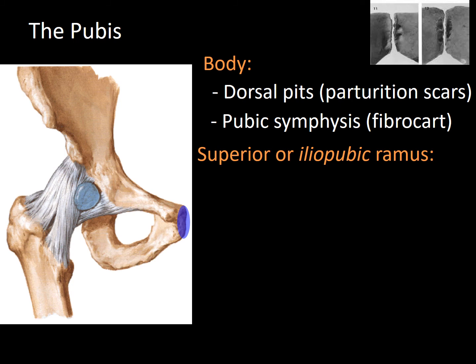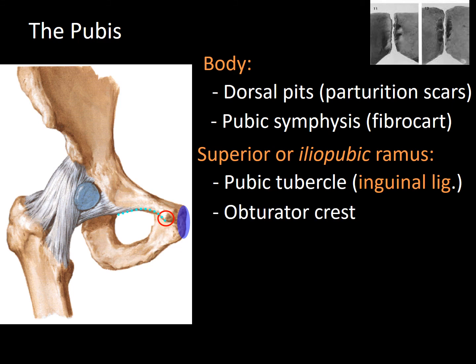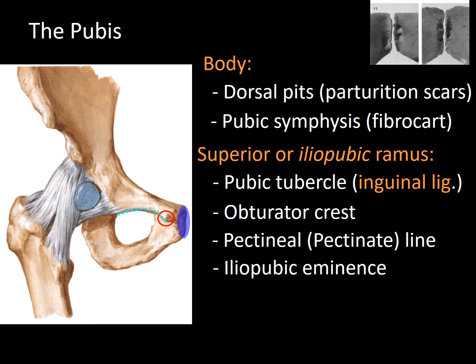The superior, or the iliopubic ramus, on the superior portion has a pubic tubercle. This is the other attachment for the inguinal ligament. So the inguinal ligament comes from the ilium and comes down here to attach to the pubic tubercle. There's an obturator crest that basically is this little cresty portion that starts on the pubic tubercle. There is the pectineal line that we've talked about, as well as the iliopubic eminence that we have talked about as well.